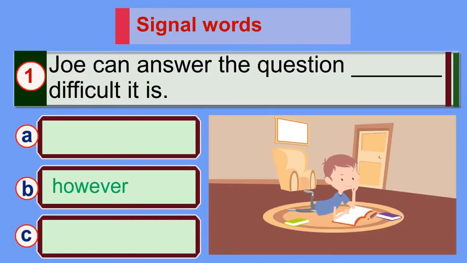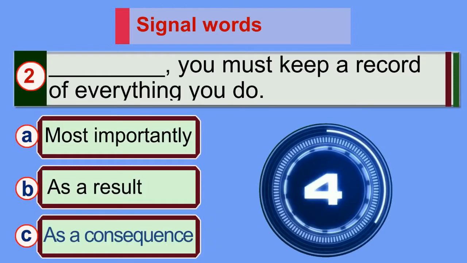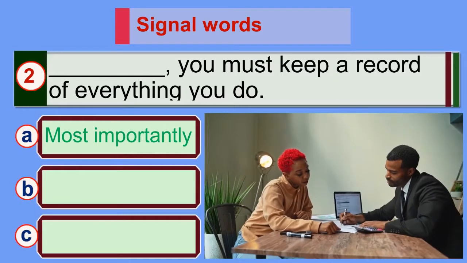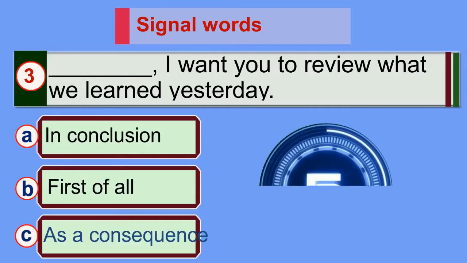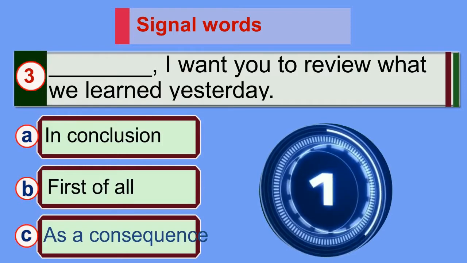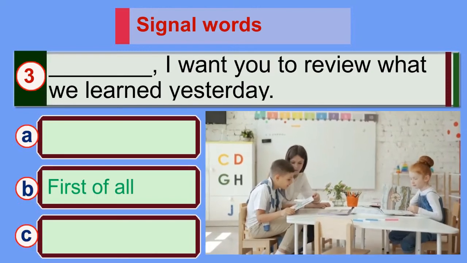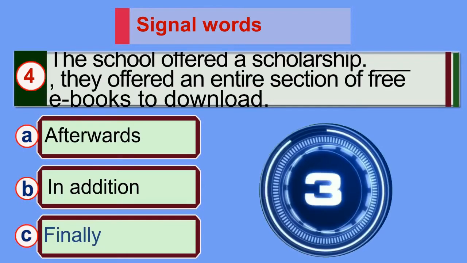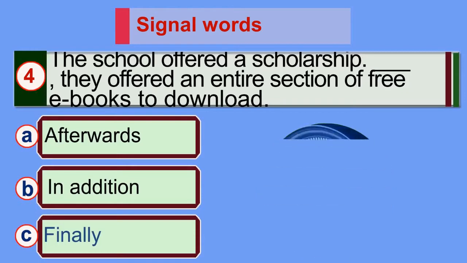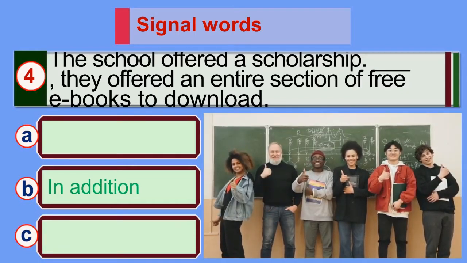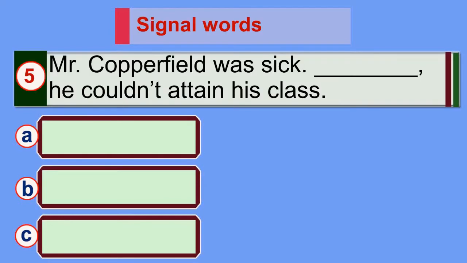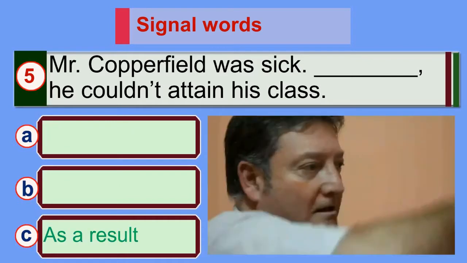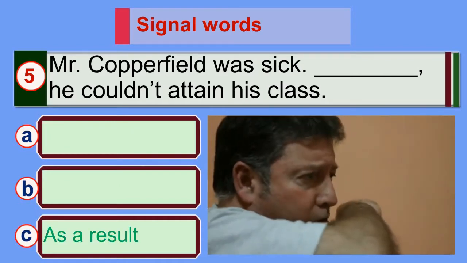Joe can answer the question however difficult it is. Most importantly, you must keep a record of everything you do. First of all, I want you to review what we learned yesterday. The school offered a scholarship. In addition, they offered an entire section of free ebooks to download. Mr. Copperfield was sick. As a result, he couldn't attend his class.